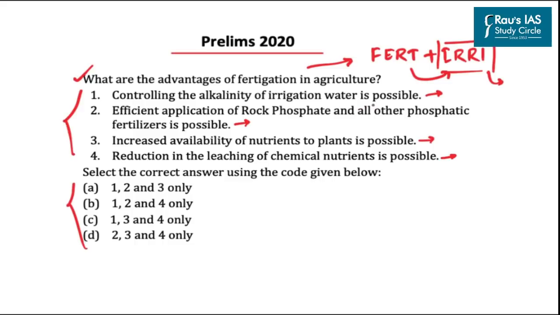Also, if you focus on the second statement, it says all other phosphatic fertilizers. Not stating this as a general rule, but more often than not when UPSC uses such extreme statements, obviously there is a hint over there. And so if you are quite certain because of your presence of mind and application of your knowledge that 1, 3, 4 is correct, go ahead with that.